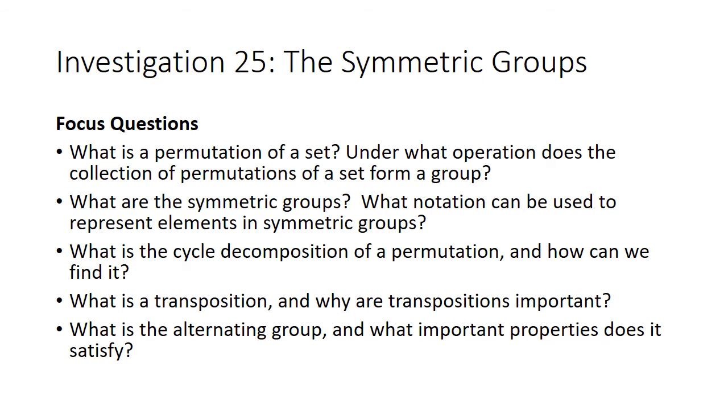What is the cycle decomposition of a permutation and how can we find it? What is a transposition and why are transpositions important? What is the alternating group and what important properties does it satisfy? So let's get right into it.